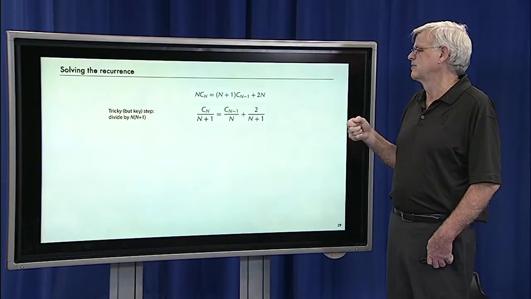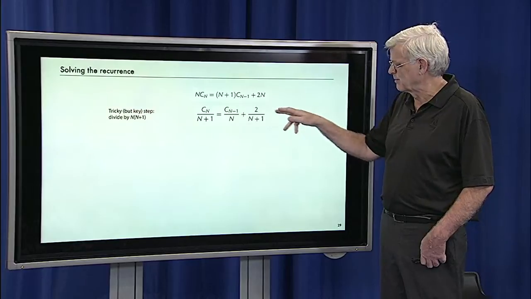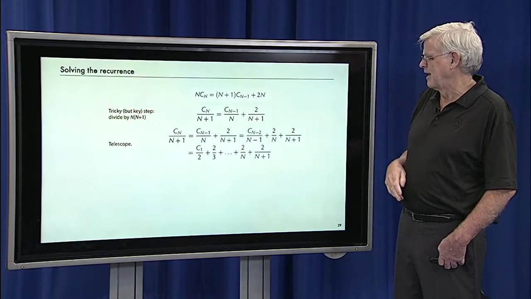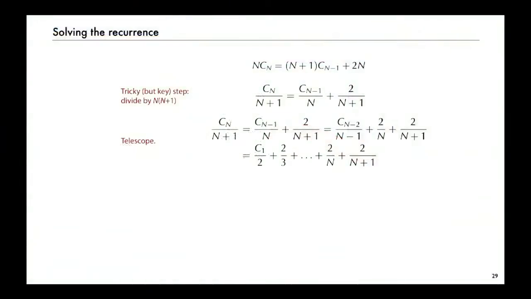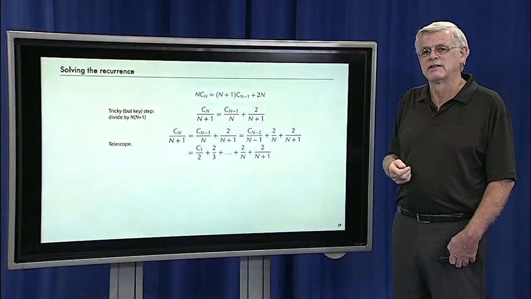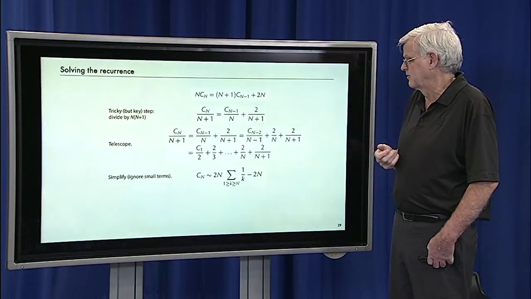And what that means is we can apply this same formula to that term. So if we plug in C(n minus 1) over n equals C(n minus 2) over (n minus 1) plus 2 over n, then we have that formula. And then we can continue doing that until we get down to our starting point, C1. And then there's no unknowns on the right-hand side, and that's a solution.